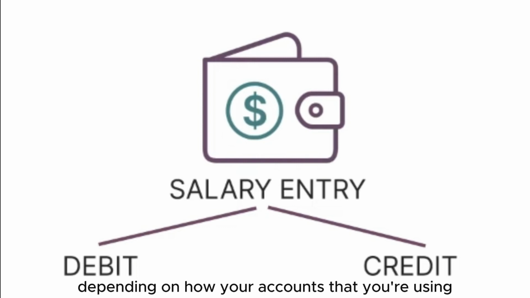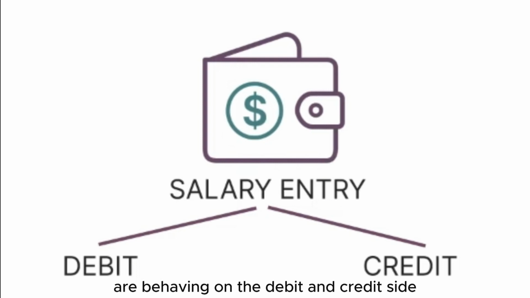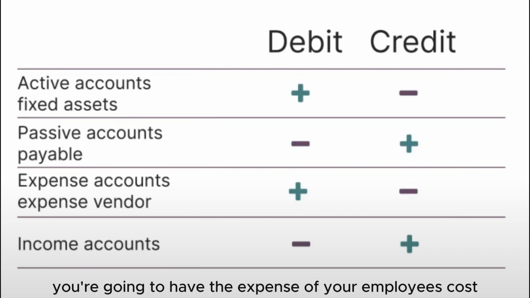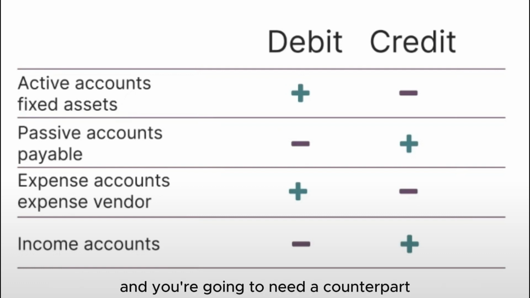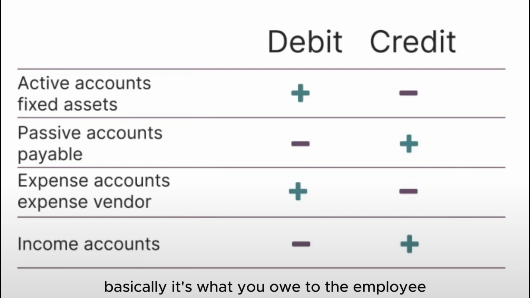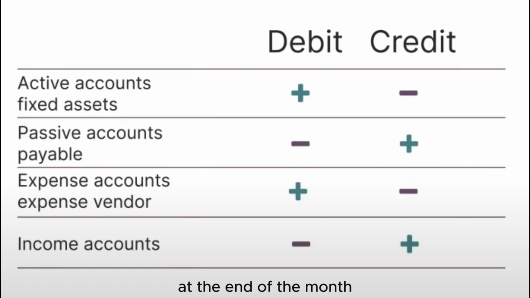Depending on how the accounts you're using behave on the debit and credit side, it will have an impact on your reports. For example, if you want to register a salary entry on the debit side, you're going to have the expense of your employees' cost, and you're going to need a counterpart. This counterpart is the employee's debt. In that case, you're using a current liabilities account. Basically, it's what you owe to the employee and what you're going to have to pay them at the end of the month.